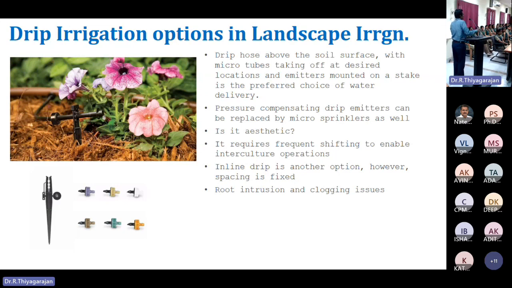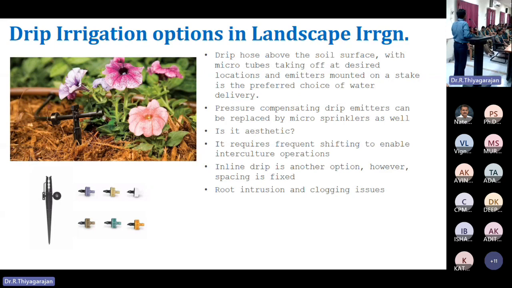One is inline, the other online. The meaning is simple: in is inside, on is outside. But for a garden, aesthetics is very important. Now, should we go for online or inline? It is a very big question. That depends on the plants, not the aesthetics. Definitely, you should not be driven by aesthetics to design an inline system.